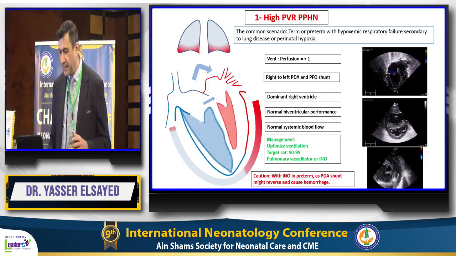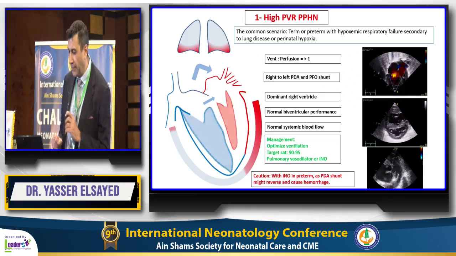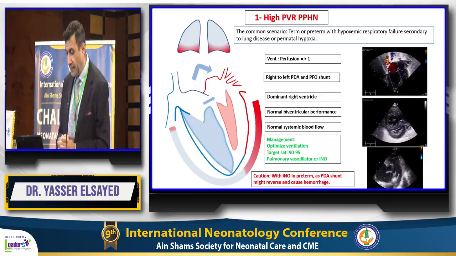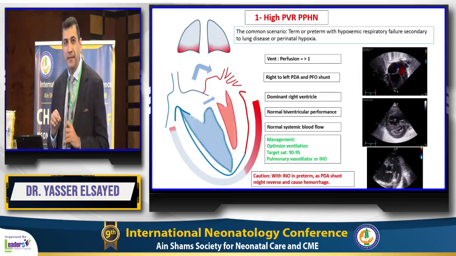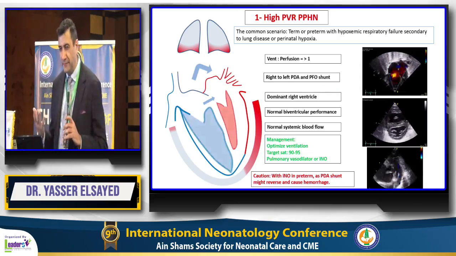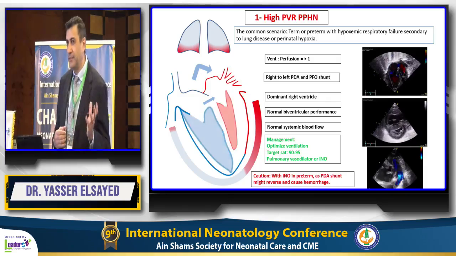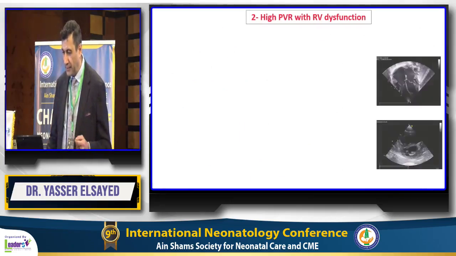So management in this case: optimize ventilation, target saturation usually 90 to 95, and a pulmonary vasodilator might be needed, either sildenafil or nitric oxide if you have it. And caution with preterm infants: use pulmonary vasodilators very cautiously, because the PDA might reverse the shunt in no time. So use whatever pulmonary vasodilator you have, and then follow up by echo shortly after that, because the PDA might reverse in a few hours. In this situation, you might get worsening of the pulmonary hypertension instead of improvement.